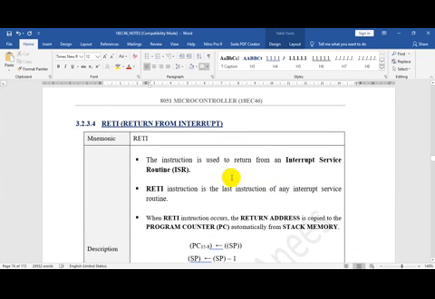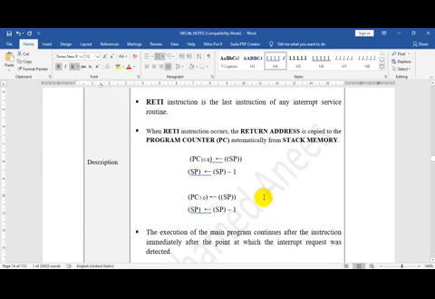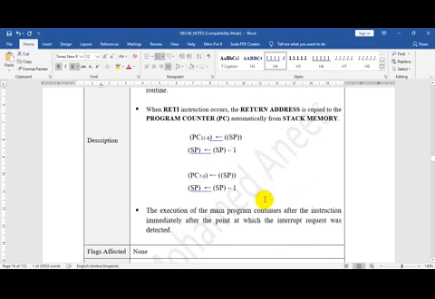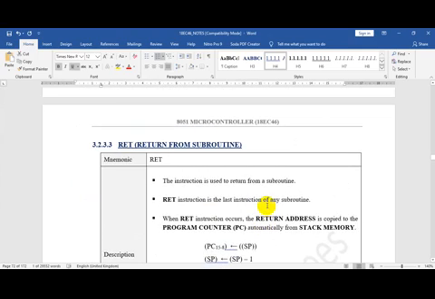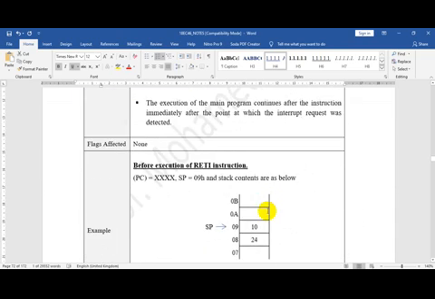There is one more variant, RETI. This I will cover when I discuss the interrupts. Whenever you are returning from an interrupt, you have to use the suffix I. The concept remains the same. So this finishes the concept of the subroutines.